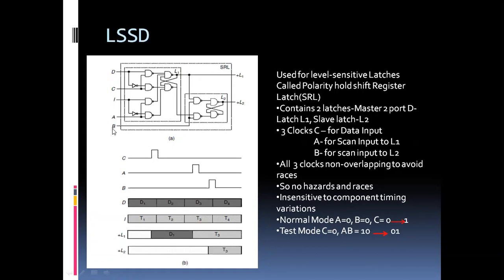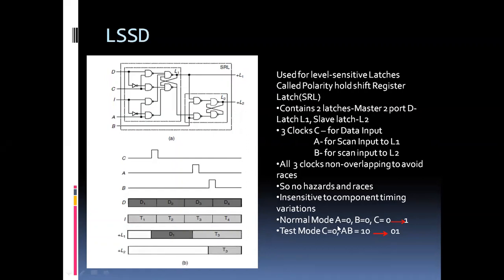If input rather, and if clock B is active, it means the input is driving the L2 latch. Okay, so when my B clock is coming again, it is at T3. So my T3 is actually driven to L2. So this is how it works.